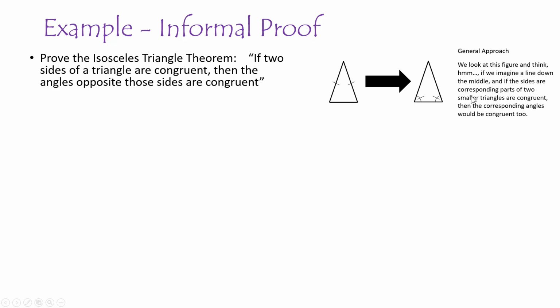You often need to add lines, called auxiliary lines, to a figure, and then it can help you do the proof. So if we imagine that there's a line down the middle, a line segment down the middle from the apex down to the midpoint of the base of this triangle, then we can maybe prove that the 2 halves of the triangle are congruent to each other, and then if they're congruent, then the corresponding angles are congruent.